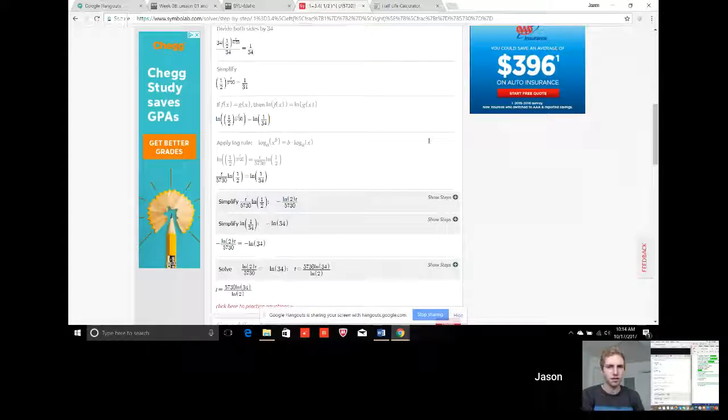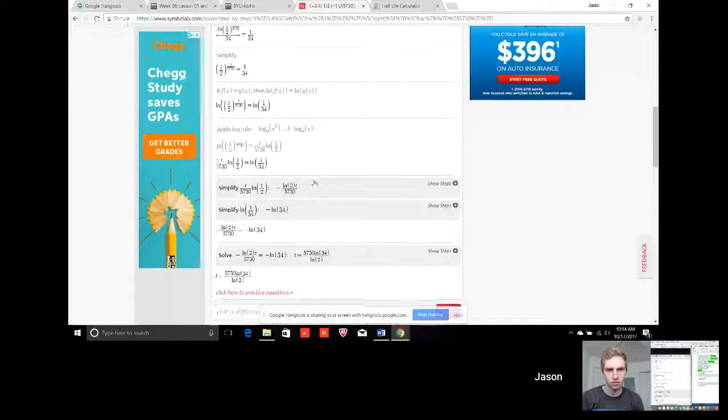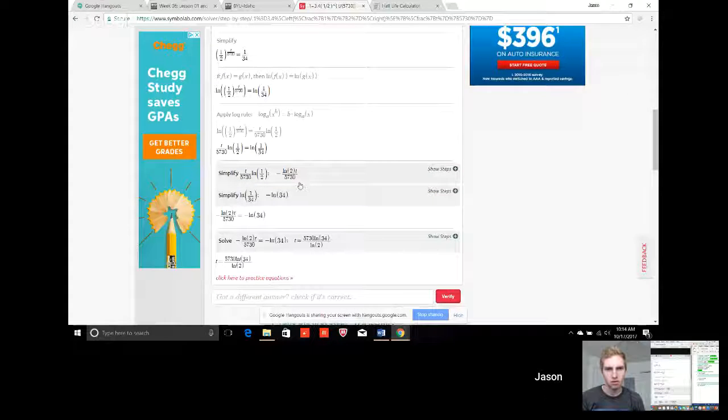Yeah, so it makes sense that they just did this because they literally just got rid of everything that was on the outside. Once they got to the natural log, that's all they really did. And then they just got rid of the fractions by multiplying it by the negative natural log. And then they just divided everything out. Crazy.